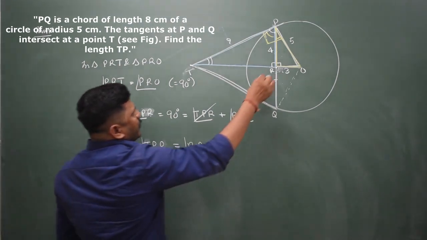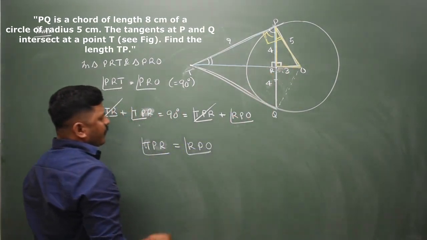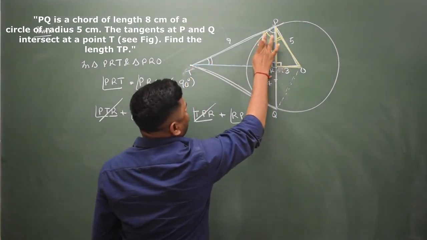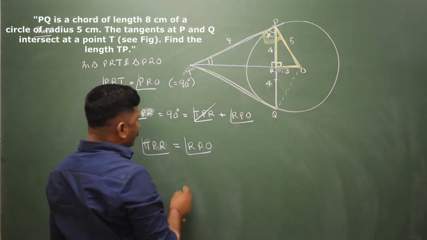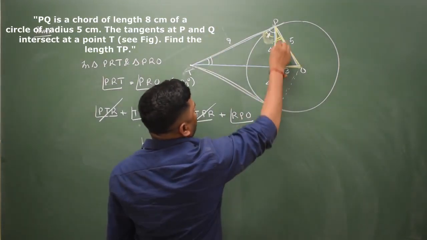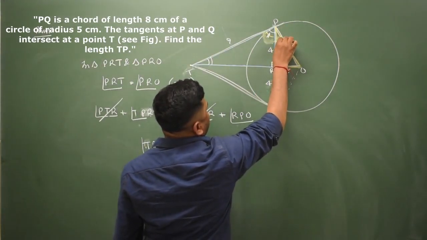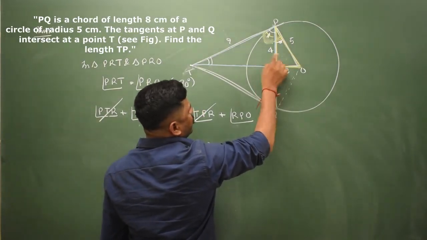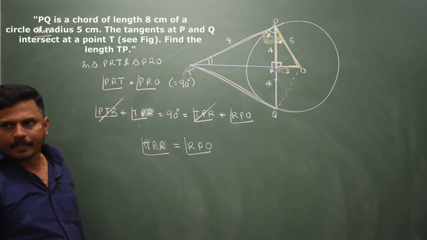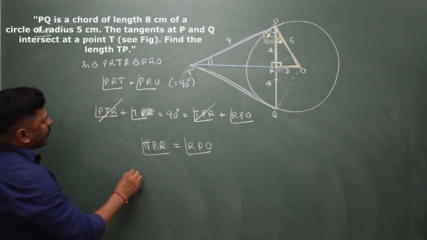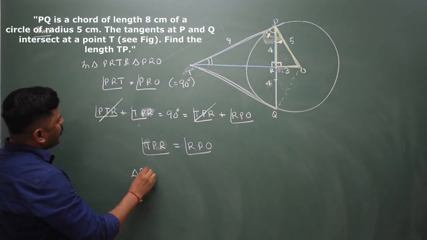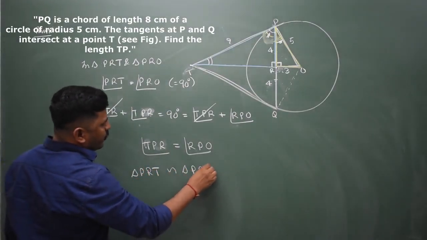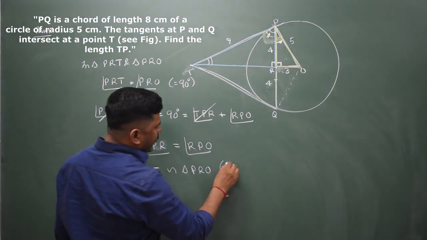Now this is equal to this, and TPR, this angle, is equal to RPO, this angle. My question is, by AA similarity, these two triangles are similar. Which triangles? Triangle PRT is similar to triangle PRO by AA similarity.